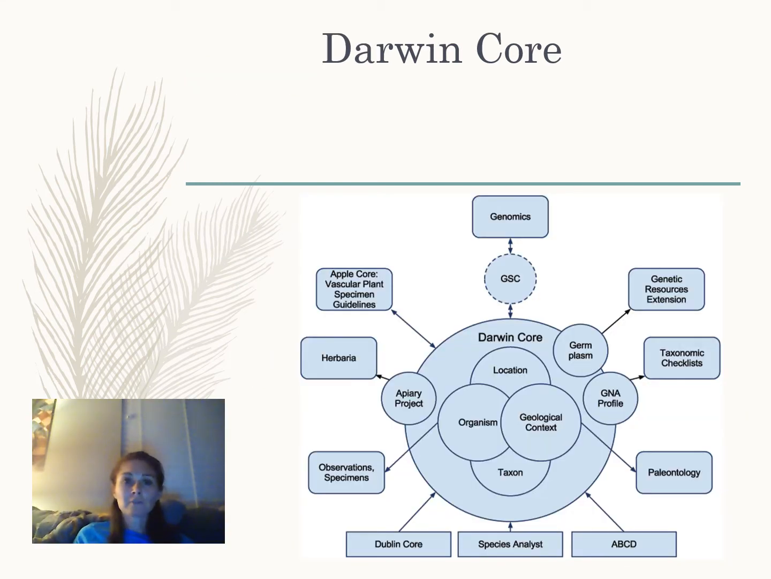Darwin Core derives from previous standards, including Dublin Core, but focuses on organismal and taxonomic characteristics of biodiversity. At the core, you'll see here, you will find geological context, taxon, organism information, and location of the species. Extensions then exist from this core to identify different metadata schemes that connect. You could find Apple Core for specifically vascular plant specimens, genetic resources extension, paleontology in the bottom right, and Dublin Core in the bottom left.